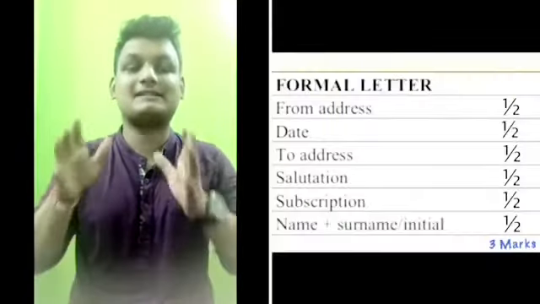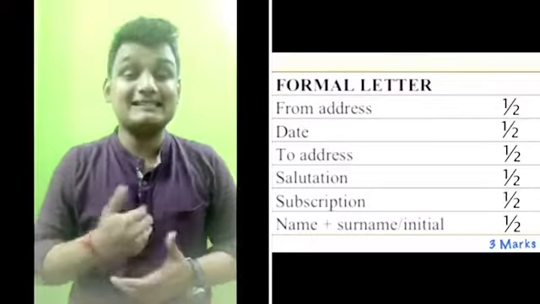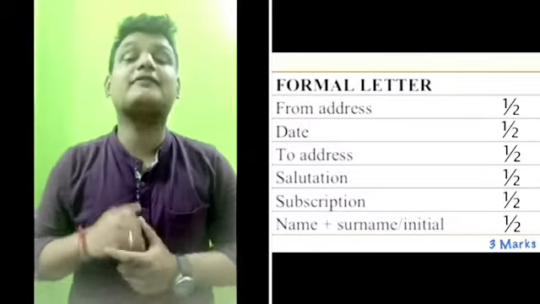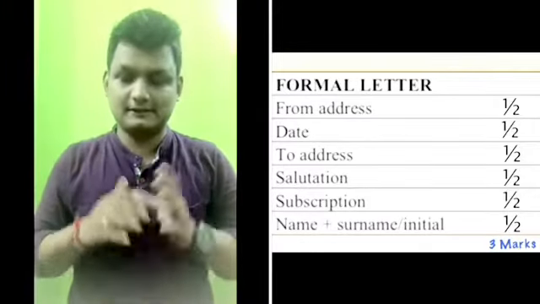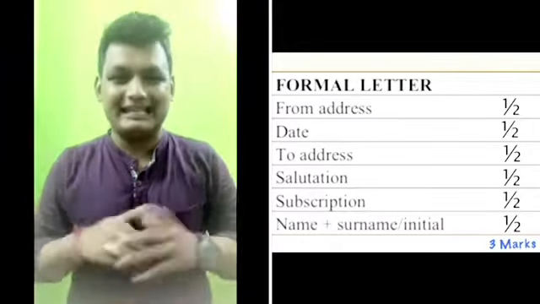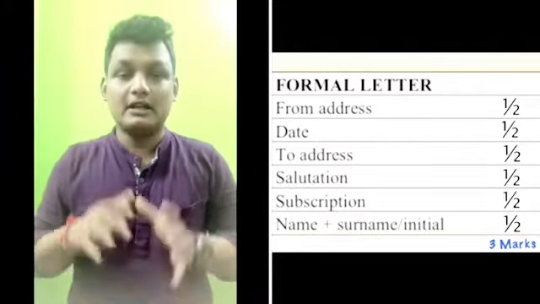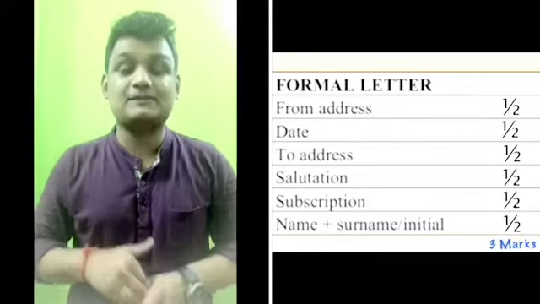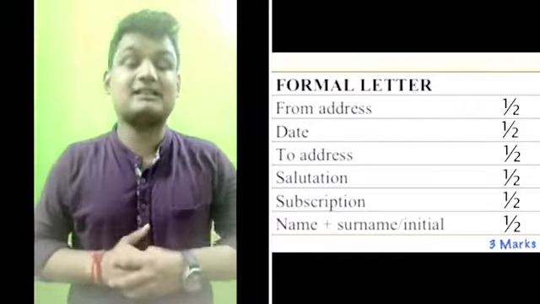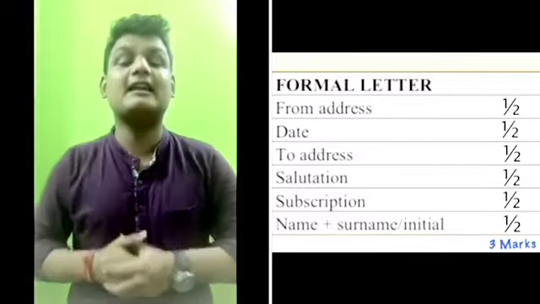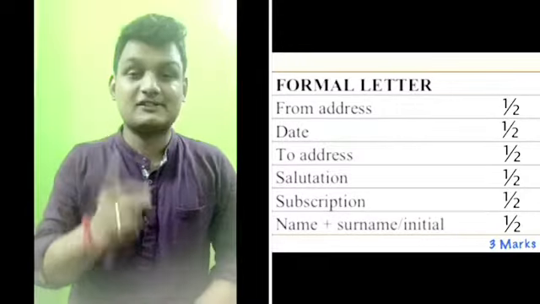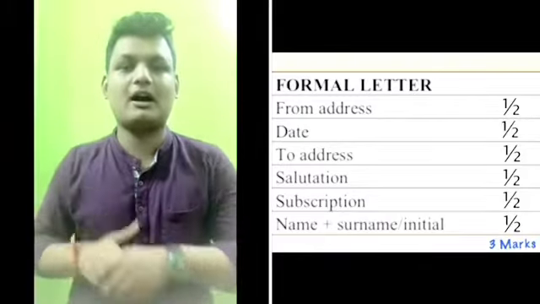So students, talking about your format first. Your format first has the from address, that means your sender's address, for half a mark. Then you have the date for another half. After that, you have to address the person to whom you are sending this particular letter, for another half. Then you have your salutation for another half. Next, you have your subscription for another half, and then your name plus your surname or initial for a half mark. So in total it accounts to 3 marks.